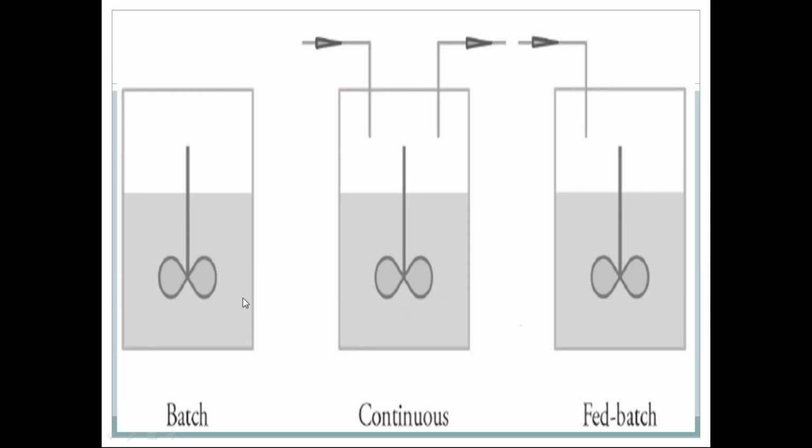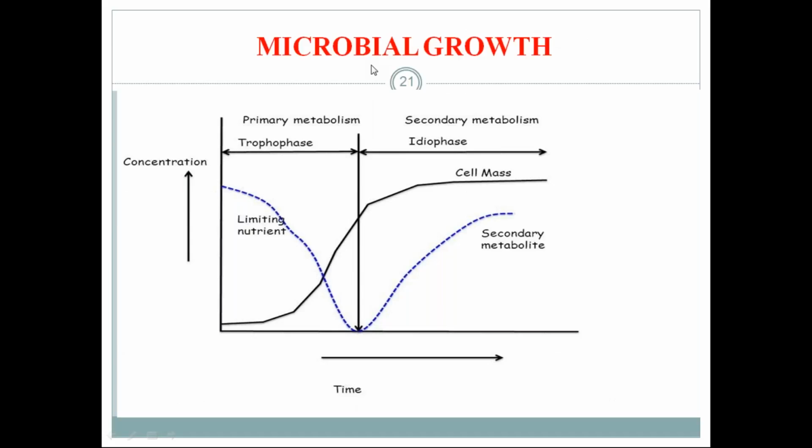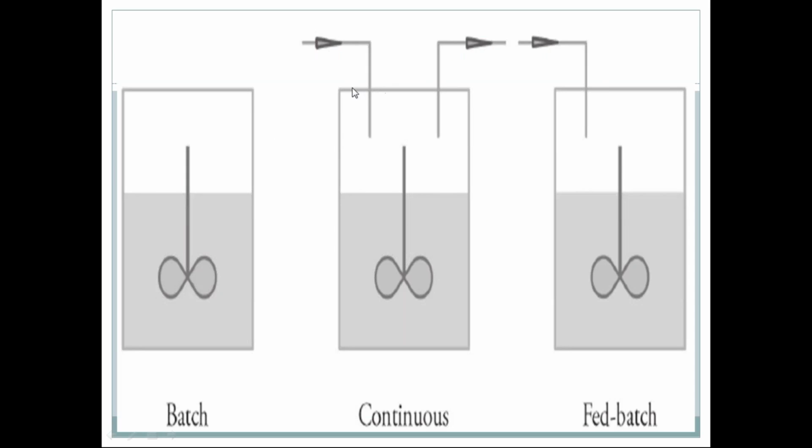Now you can see the diagrams. From this diagram we can understand that in batch fermentation only one fermenter is there, where there is no addition. At the top of this fermenter you can see these lines, which indicate the addition of nutrients and so on. In batch there is no line at the top, so it indicates that there is no addition of microorganisms and ingredients during the fermentation.